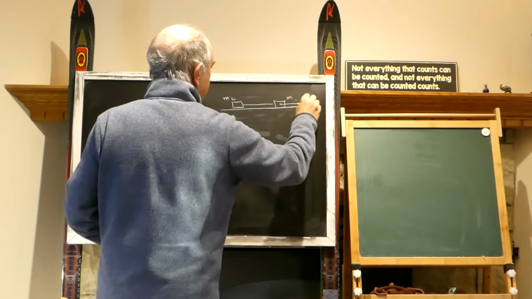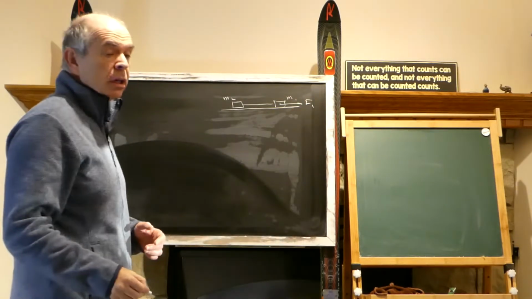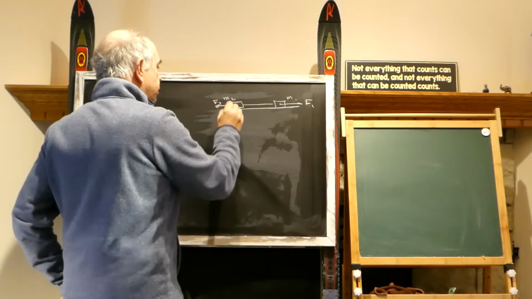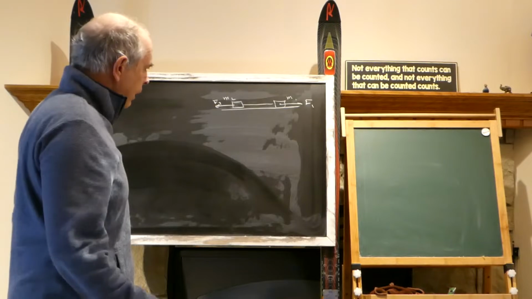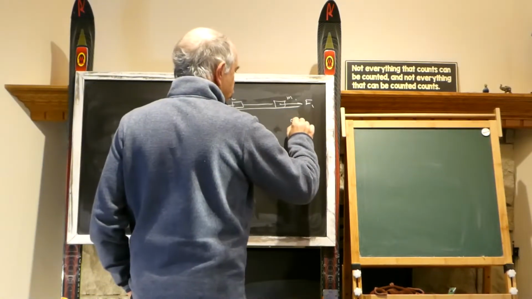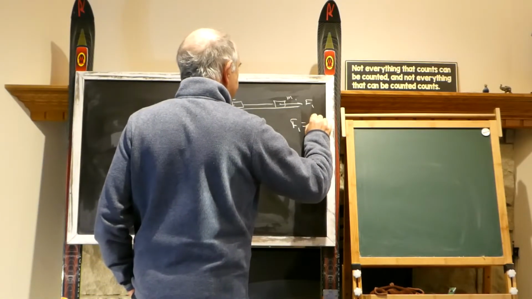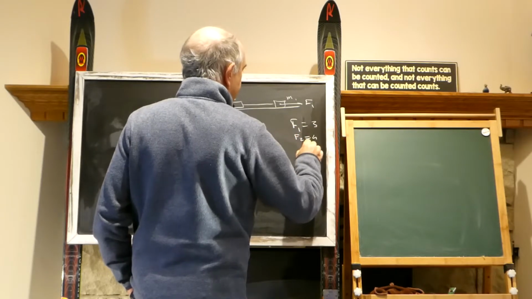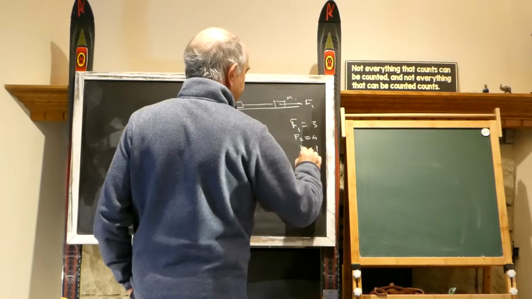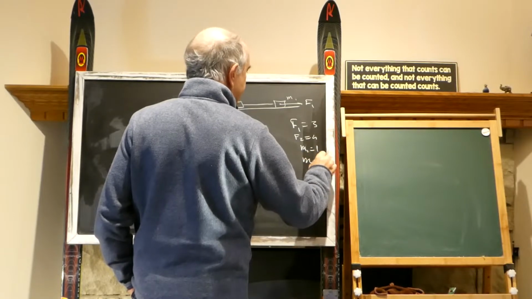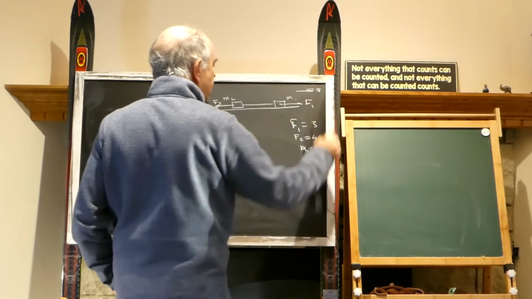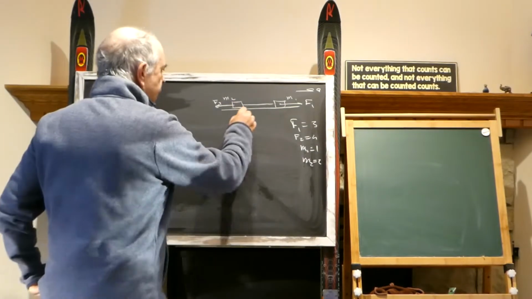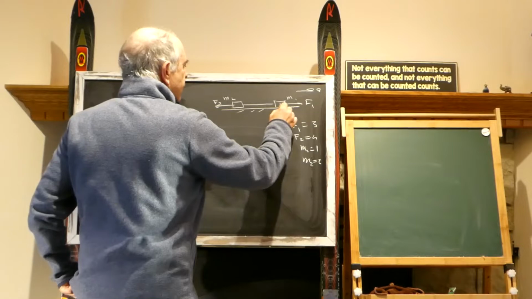This body is pulled with F1, but what's new here is this body is pulled to the left with F2. And basically F1 and F2 are given. F1 is 3, F2 is 4, mass 1 is 1, mass 2 is 2, and they ask us about acceleration A. And of course nothing is moving this way, it's a flat surface.